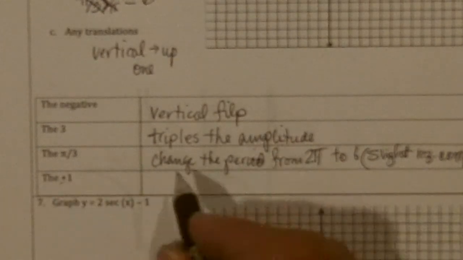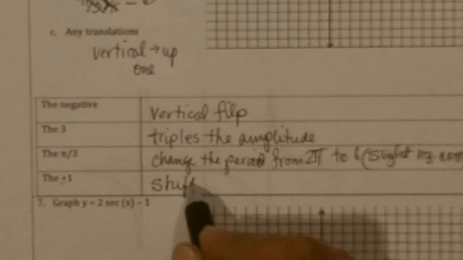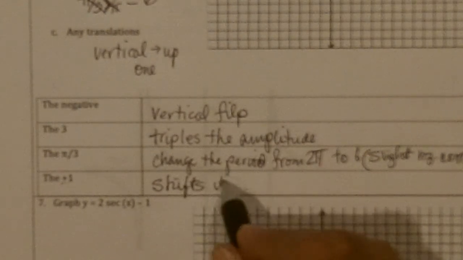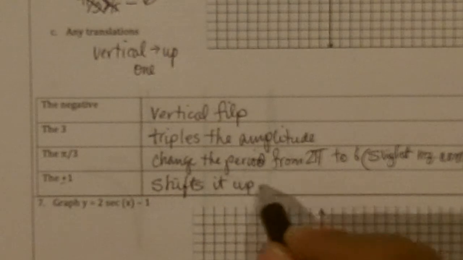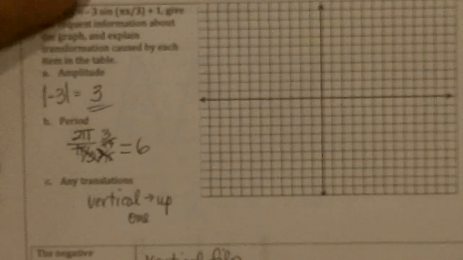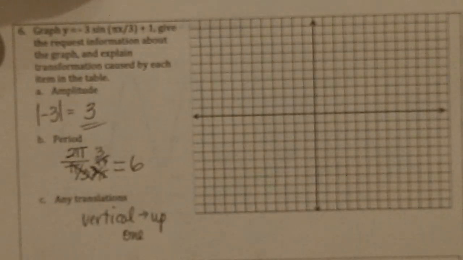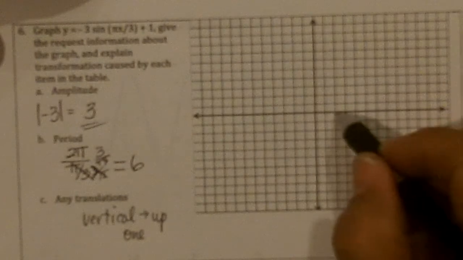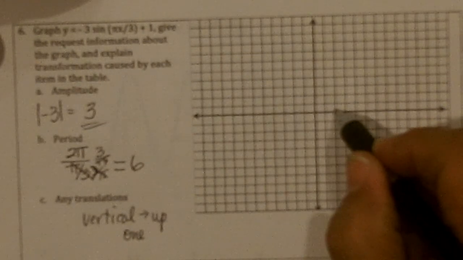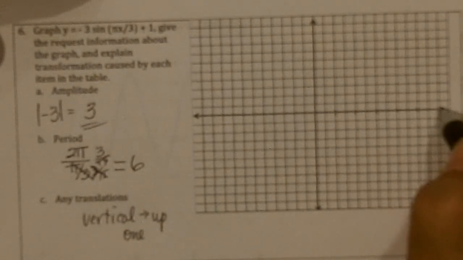And the plus 1 translates it or shifts it up 1. So, to draw my graph, our period is 6, so I'm just going to mark it off 1, 2, 3, 4, 5, 6.